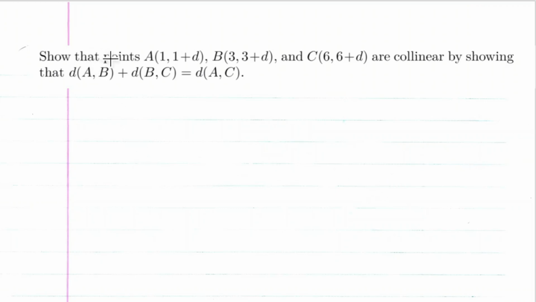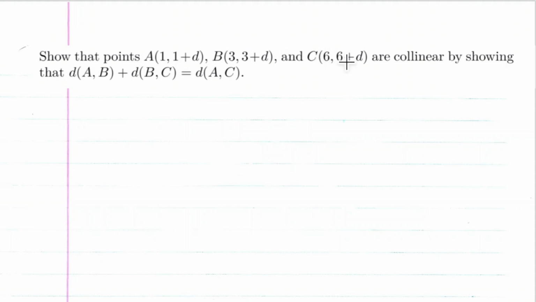Okay, so we're going to show that points A, which is the point (1, 1 + D), B, which is the point (3, 3 + D), and C, which is the point (6, 6 + D), are collinear by showing that the distance between A and B plus the distance between B and C is equal to the distance between A and C. So we're using the segment addition postulate to prove that these 3 points are collinear, meaning they're on the same line.